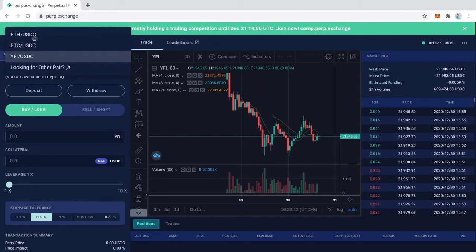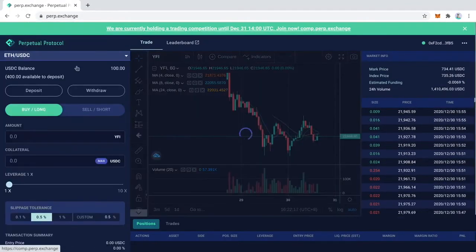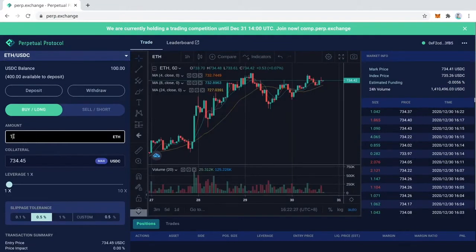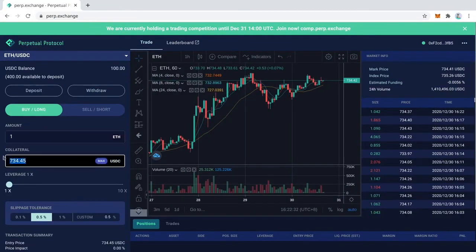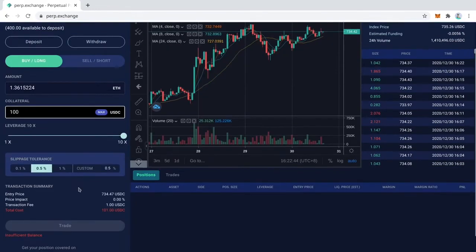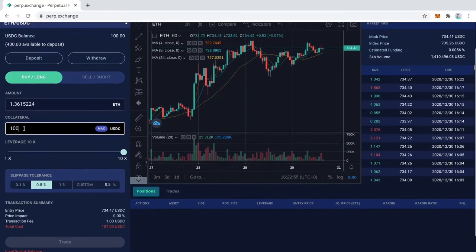Next step will be to choose which trading pair you want to use. Let's go with ETH for now. All right, so you can enter a position size directly in ETH, or you can enter the collateral directly. And next, let's set a leverage. Adjusting the leverage will change the position size, as you can see above. And it could be that when you adjust the leverage after setting a collateral, it might exceed the amount of funds you have. So you can use the max button to just change that if you want.